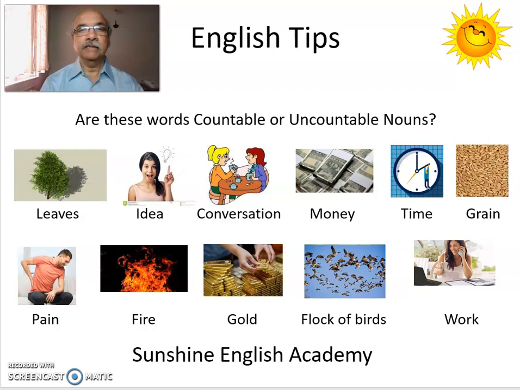Grain. This is a countable noun because the plural form of grain is grains. And I can say I have 5 grains of wheat in my hand. Then pain. Pain is both countable and uncountable. So if we say he has severe pain, then pain is uncountable. But if you say he has many aches and pains, then pain becomes countable.